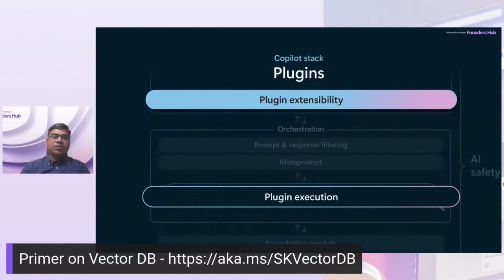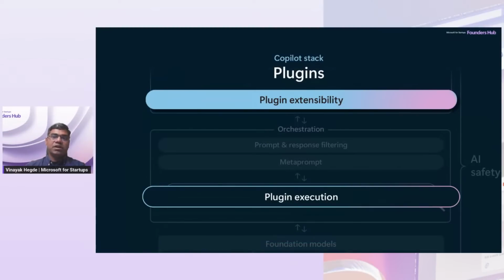Plugins is another one. Extending the plugins and plugin execution is another important part of the orchestration itself, because you have to figure out how you are going to take the output or the prompt and convert it into a query language which your plugin or the data can understand. For example, you can convert it into SQL. It could mean crawling and pulling data from a vector database, or it could mean getting data and references from a web index. So it could be a whole bunch of things, right? So plugin extensibility and plugin execution are also important parts of the plugin stack, which we covered earlier.